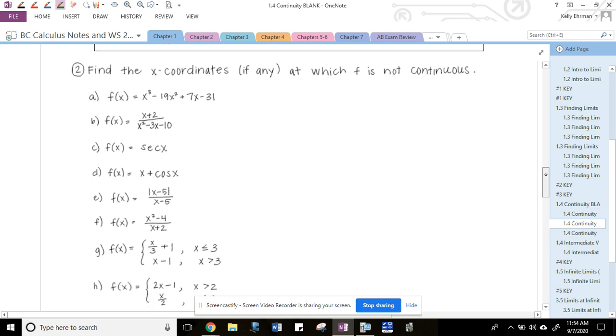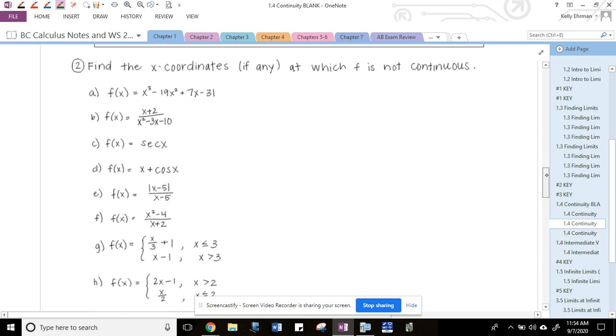So again, just keeping in mind your 3 requirements to have a continuous function. Find the x coordinates only, if any, at which f is not continuous. Our first function is polynomial. Think about polynomial graphs. There are no points at which they're undefined, so this is continuous everywhere. We're supposed to be saying x coordinates where it's not continuous, so I wouldn't write like all real numbers or something because that's not what that's asking.